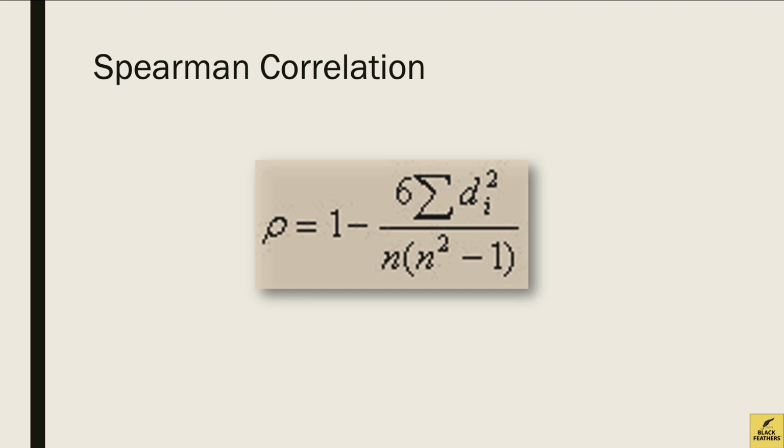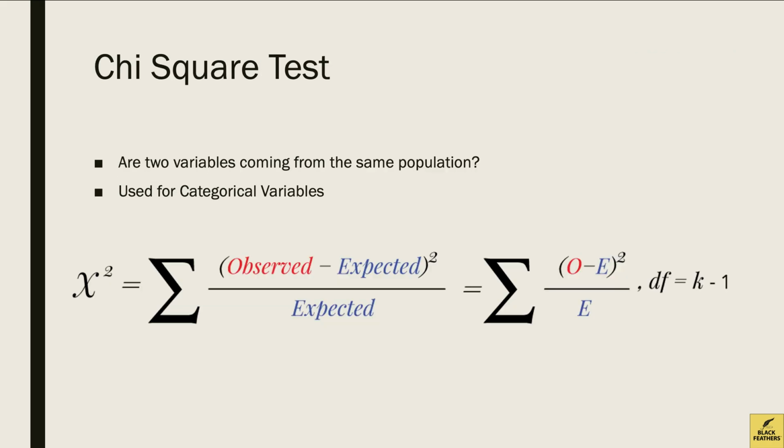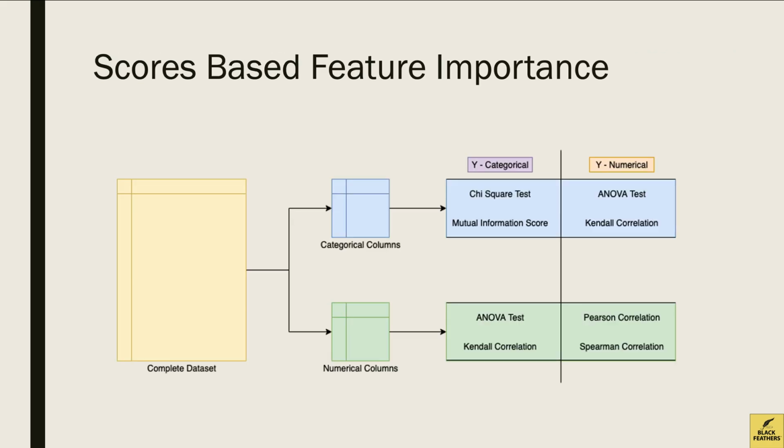But in a nutshell, if we come back to our original graph, all these correlations are generally used to find out feature importance. We use Pearson and Spearman when we have a numerical target variable, while we use Kendall if we have a categorical target variable with a numerical independent variable, and also when we have a categorical independent variable and a numerical dependent variable.